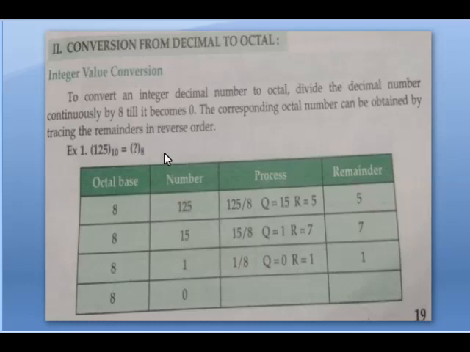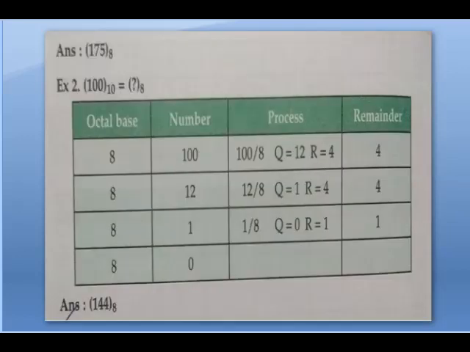Okay, students. This is example number 2 to convert a given decimal number to octal. See, the number 100. 100 upon 8, quotient 12, remainder 4, write the remainder. Then the quotient 12 upon 8, quotient is 1, remainder 4, write the remainder. Then 1 upon 8, quotient is 0 and remainder is 1. So when the quotient becomes 0, we stop the conversion and write the number from bottom to top, that is 144 to the base 8.